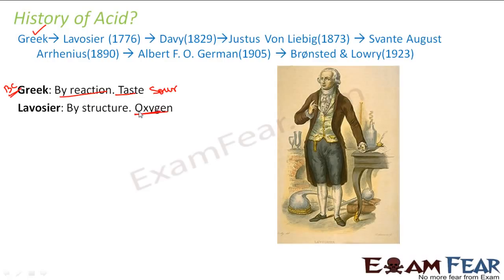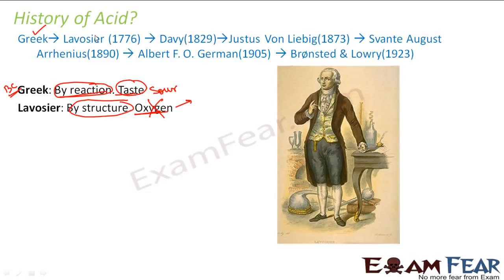Although his definition was wrong, but still the good part here was, till now we have been defining acid by reaction and taste, but this guy told, let me define by structure. And he told that anything which has oxygen is acid, because he took some compounds which were acidic in nature, and all that 10 or 12 compounds had oxygen. So he concluded that oxygen is the one which is responsible for acidic nature, but he was wrong actually. But the good part for him was that he gave us an idea that, okay, we can define acid or base by structure also.